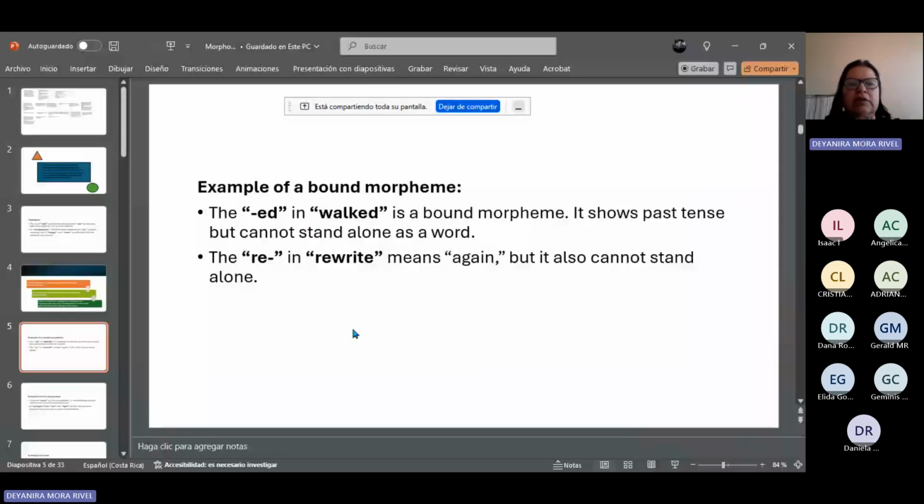Okay. So both of these are bound morphemes, right? They mean something. Again, this one is a prefix, and this one is a marker of past tense, but they cannot stand alone.